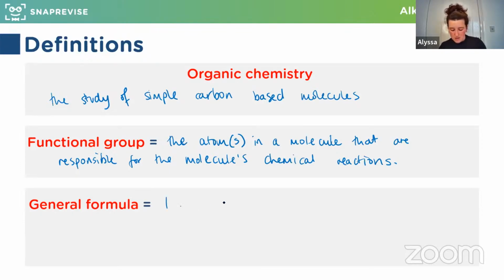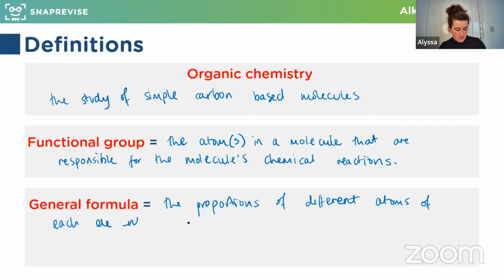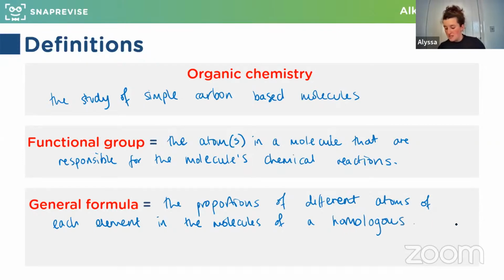So a general formula is the proportion of different atoms of each element in the molecules of an homologous series. Homologous series. And we're going to look at what that word means in a second.